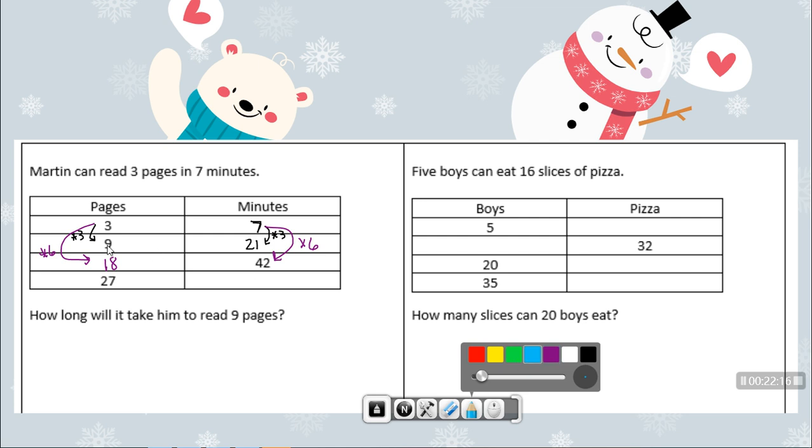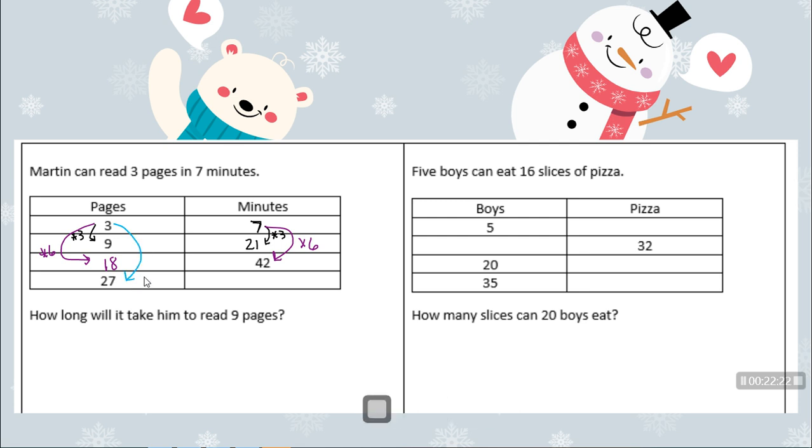All right, now let's take a look at how could I get from, I'm going to go this way this time since I'm running out of space. 3 times what would get me to 27? 3 times 9. 3 times 9 is 27. So then I need to do 7 times 9, which you might not know off the top of your head.